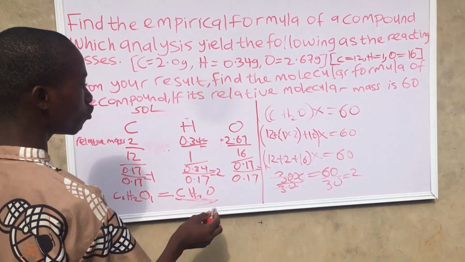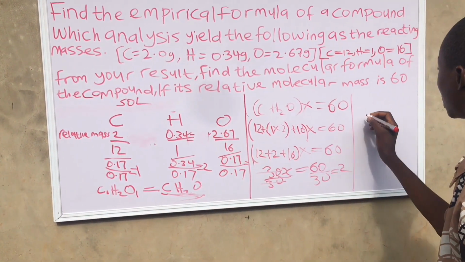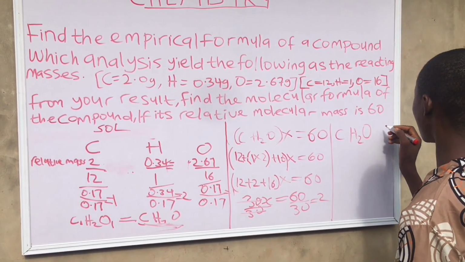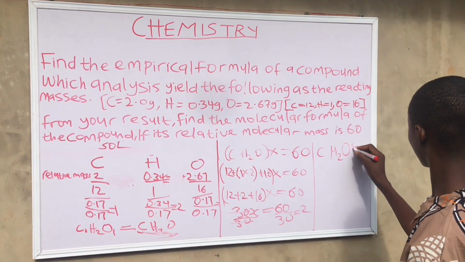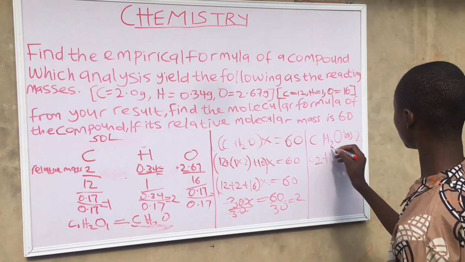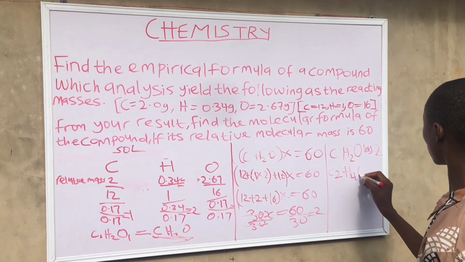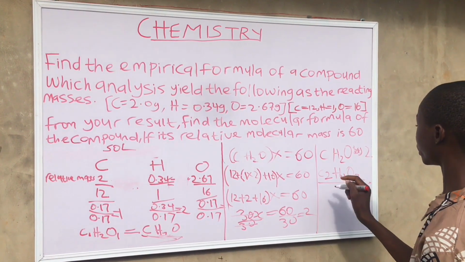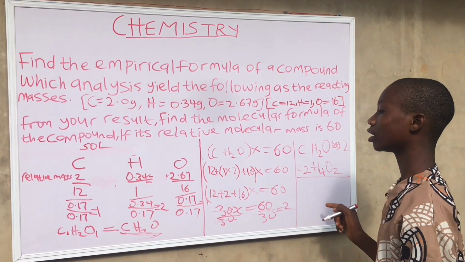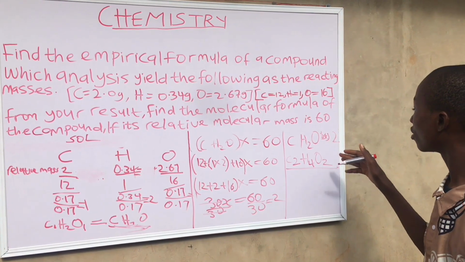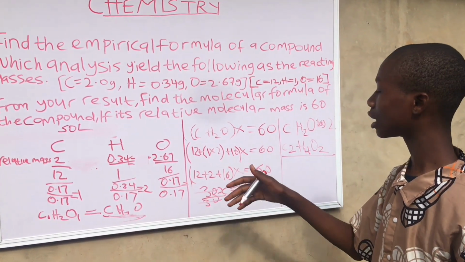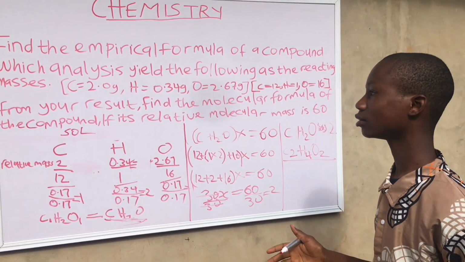This is our empirical formula, CH2O. We are going to multiply it by 2. So we have C2, H2 times 2, that's 4, H4, O2. Yes, C2H4O2, that's our final answer. So this is our molecular formula and this is our empirical formula. That's how to find our molecular and empirical formula.